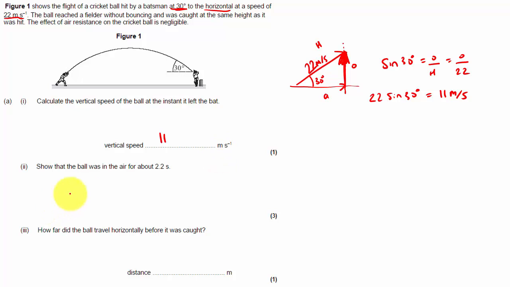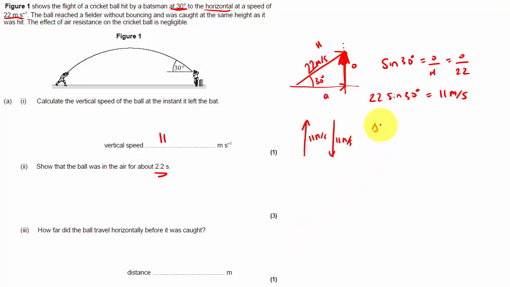Right, show that the ball was in the air for about 2.2 seconds. So here we go, the examiner's giving us a hand. They're telling us the answer in case we screwed up the first part, but I'm sure we can get it. You could use the suvat equations for this. The key thing to recognize is that since the horizontal and vertical components of velocity can be treated separately, this question is essentially the same as asking if you threw a ball directly up at 11 meters per second, you'd expect it to come down at 11 meters per second if you could ignore air resistance or treat it as negligible.